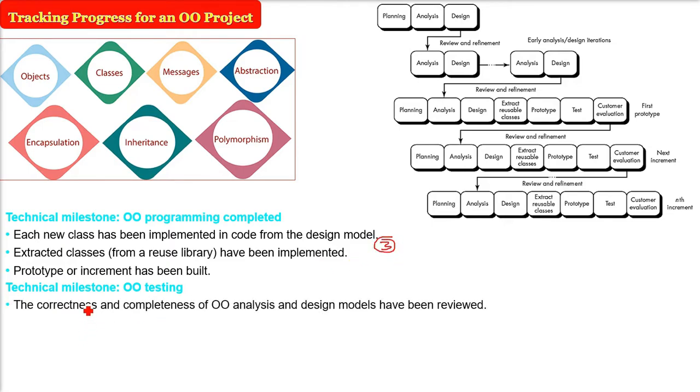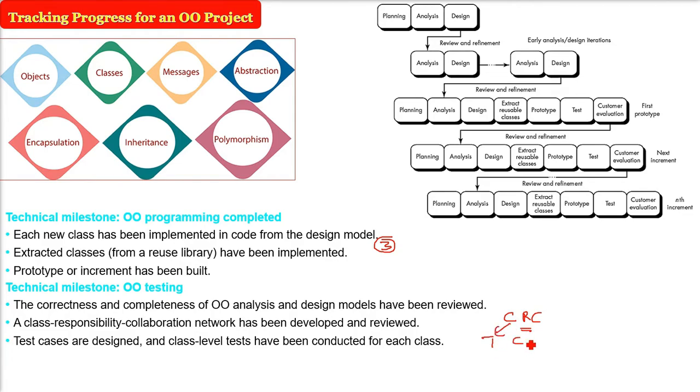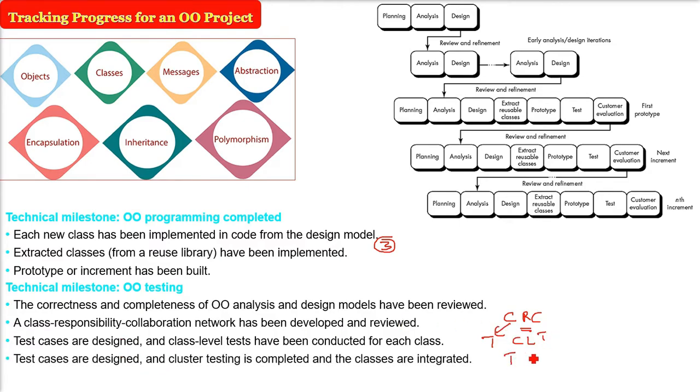Then coming to object-oriented testing. The correctness and completeness of the object-oriented analysis and design models has been checked. The CRC, that is the class responsibility collaboration network, is developed and reviewed. The test cases are designed and the class-level tests have been conducted for each class. Then test cases are designed and cluster testing is completed and the classes are integrated. And then the system-level, final tests have been completed. This marks the end of the fourth milestone. This is how we track the progress of an object-oriented project.